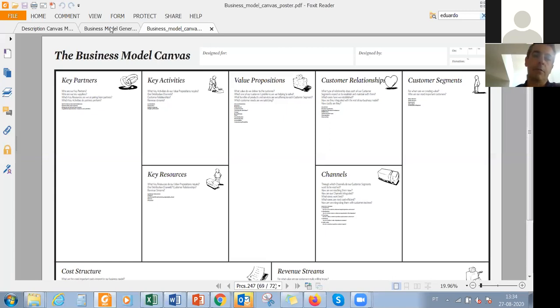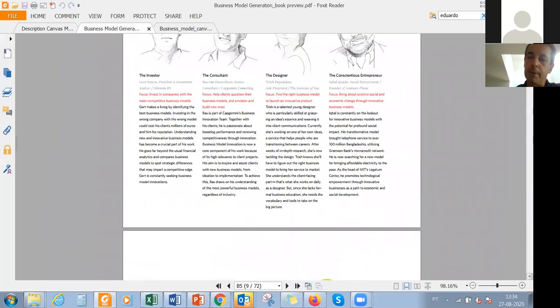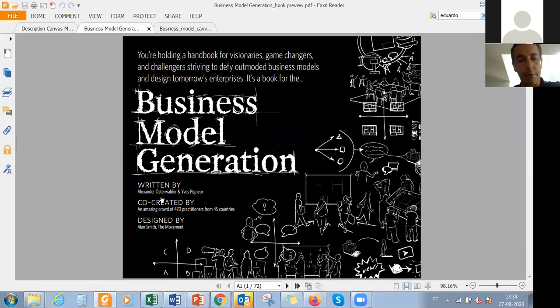And maybe before that, I will present you the book that those 2 authors, Alex and Yves, a French and a Swiss guy, wrote, called Business Model Generation. At least in Portugal, it is not so expensive. Part of the book is available on the internet, free to use. What I'm showing you is a preview of the book, which already has part of the contents that I'm presenting here.